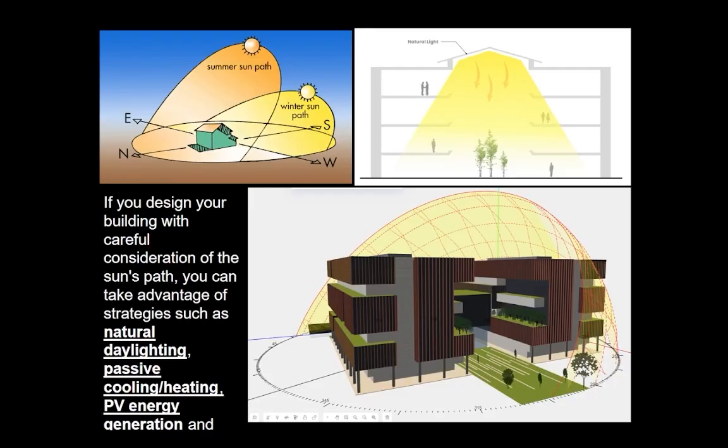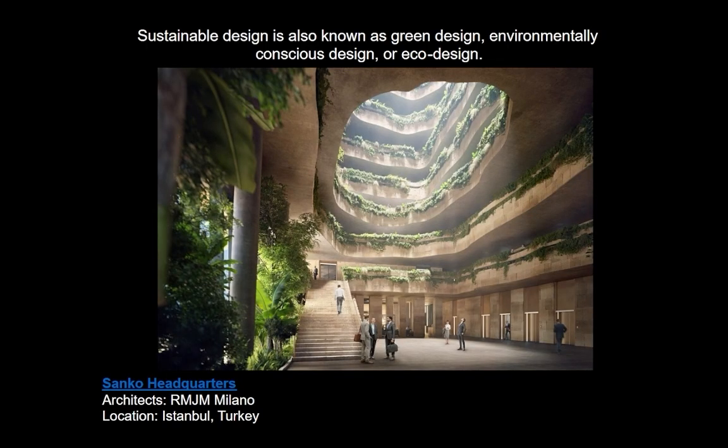This is the basic sun path. We will be looking at which facade is getting heated up, which facade needs to be shaded, and which facade can allow ample light and ventilation. If you design your building with careful consideration of the sun path, you can take advantage of strategies such as natural ventilation, natural daylighting, passive cooling and heating, and PV energy generation. These are a few examples of how we can take natural sunlight into the indoor spaces.